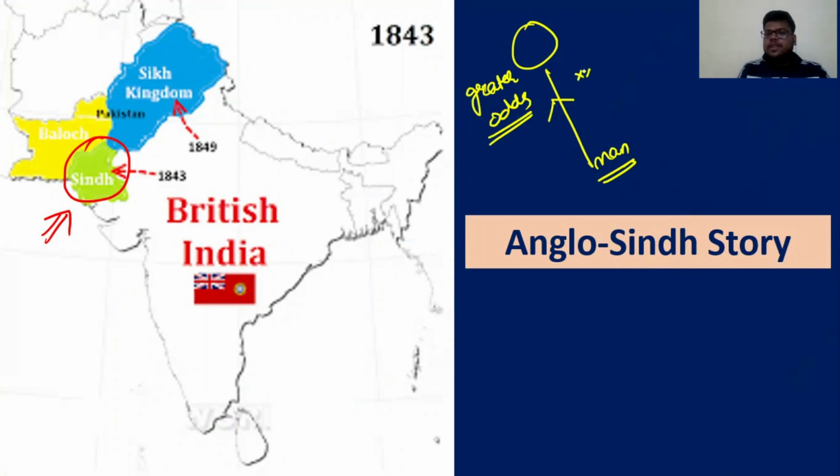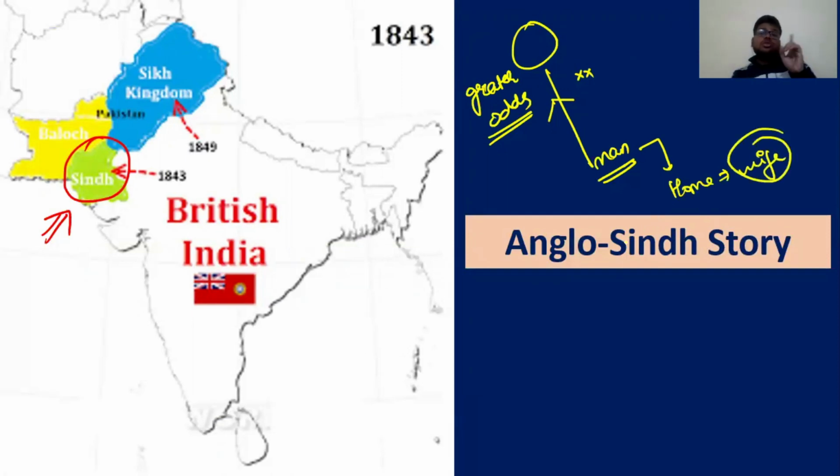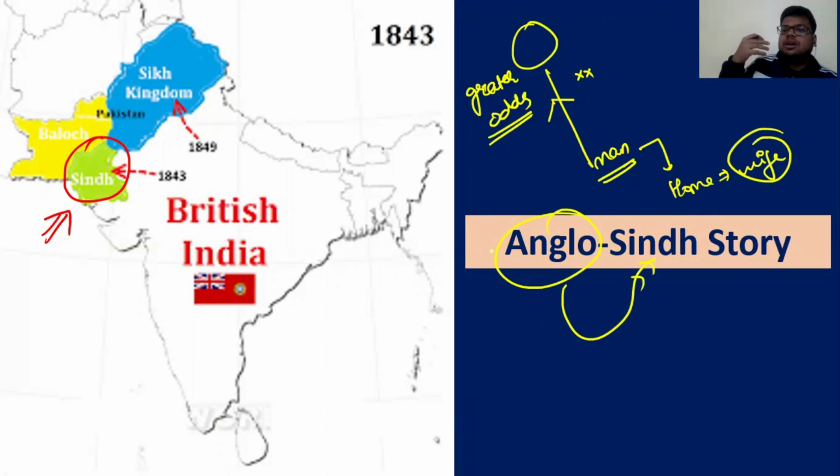and cannot defeat them, so the man comes to his home and beats up his wife. That is the story that has been described with Anglo-Sindh, and we will see how the way the British captured Sindh reflects that sentiment. The mistakes have been committed by the British or the other power is powerful, and they end up annexing Sindh, and we will look at it.